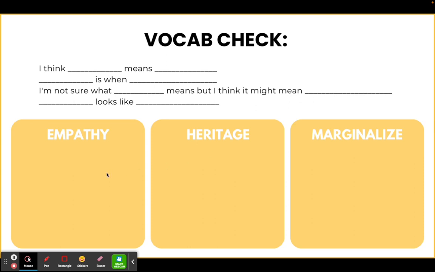So we're going to do some vocab check. I want you to tell me what you know about these 3 words, whatever you've heard in the past, or make a guess on, and write that down in these boxes. There's some sentence frames to help you.